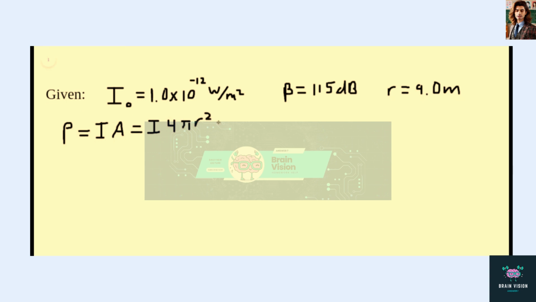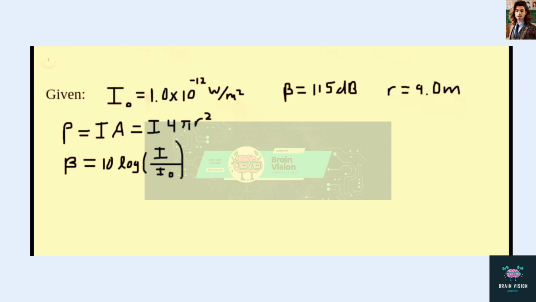So we can use the definition of decibels, which says that beta is equal to 10 times the log, which is log base 10, of the ratio of I, the intensity we're trying to find, divided by that constant I naught. Okay. Well, we know beta, we know I naught, we need to find I.